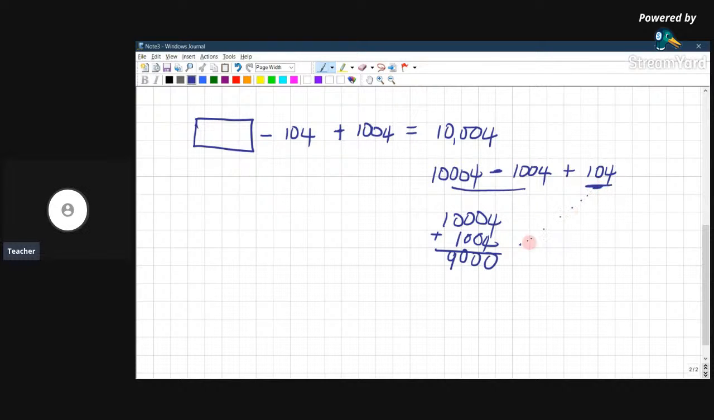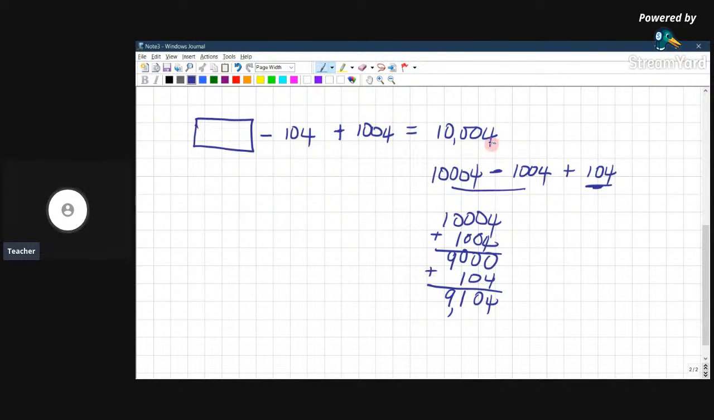Then we would add this 104 to that. So that's 104, and we're going to add this. So we would have 9,104. So we're looking at the original number being 9,104, right? So let's test this now to see if it is correct.